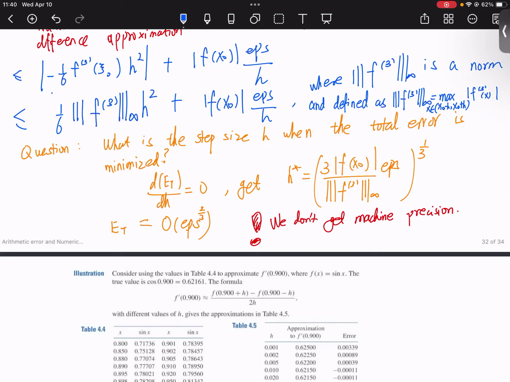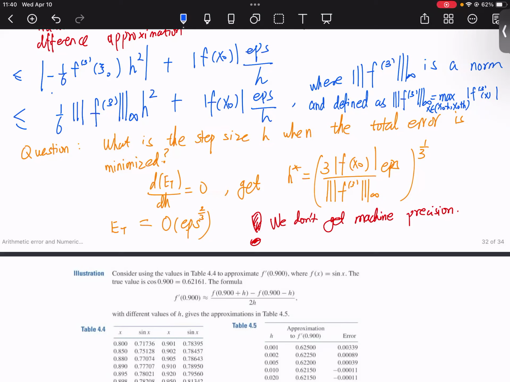And why does this matter? It means that if we use the finite difference formula to approximate the derivative, we cannot get to the machine precision, which is not as good as the machine precision. Let me see, do we have one more chart here?